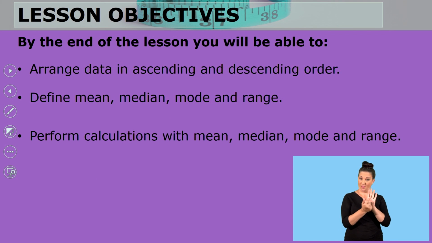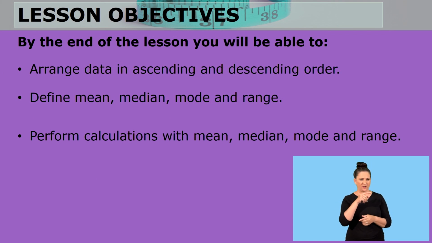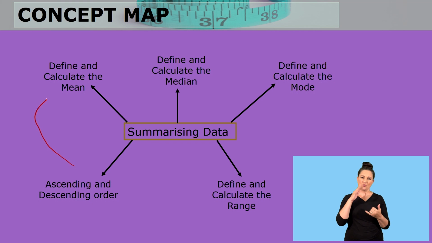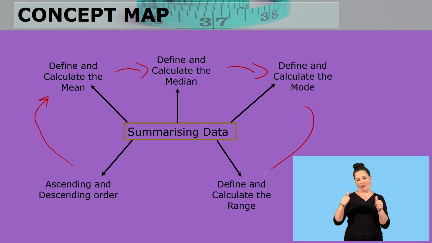By the end of the lesson, you'll be able to arrange data in ascending and descending order, define mean, median, mode, and range, and perform calculations with mean, median, mode, and range. Now, my concept map, that's all I'm going to cover with you for now. We will start with ascending and descending order and traverse across all those topics, coming back and ending off there. Let's get started.